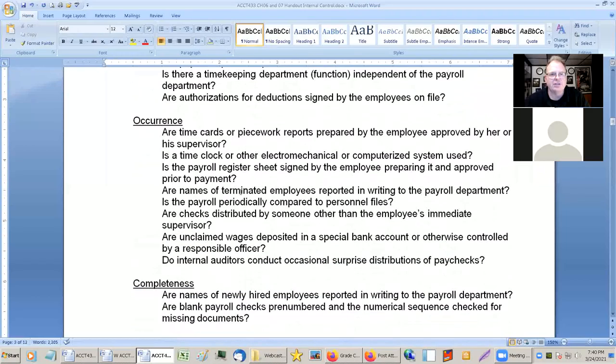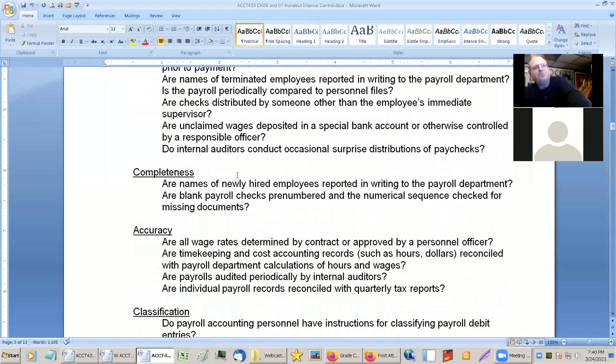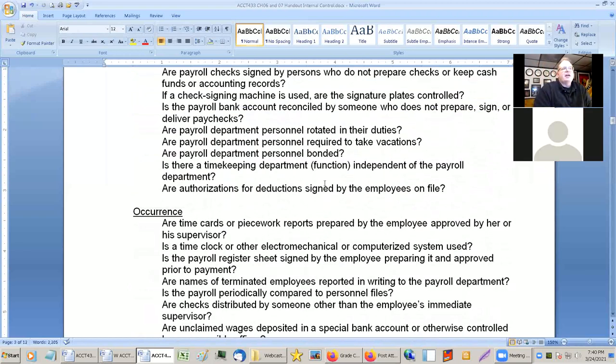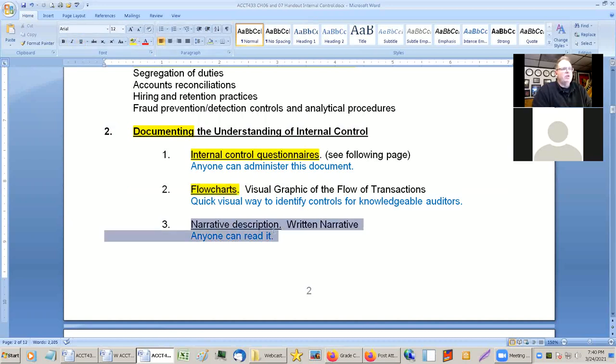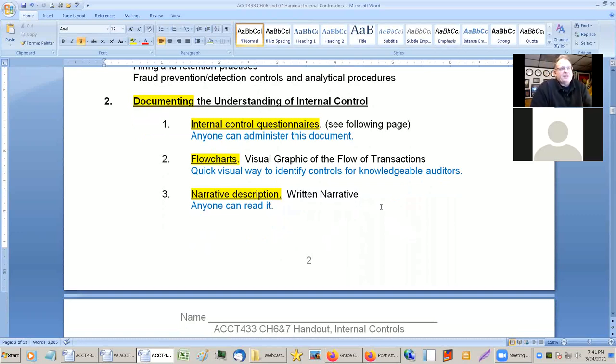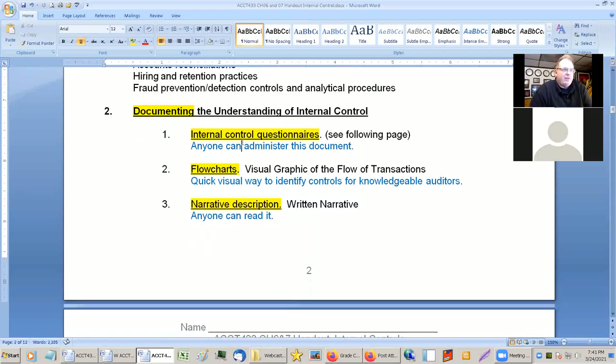So the internal control questionnaires are commonly used, and they can be used to document your internal control. So again, this is documenting internal control. This is to have proof that you got an understanding of your internal control. Now, you do not have to use any one of these. You don't have to use a flowchart. You can use a questionnaire, you don't have to. It's up to the auditors which one of these they're going to use to document internal control. So it isn't that you have to do any one of them, but you have to document it somehow with one of those three.